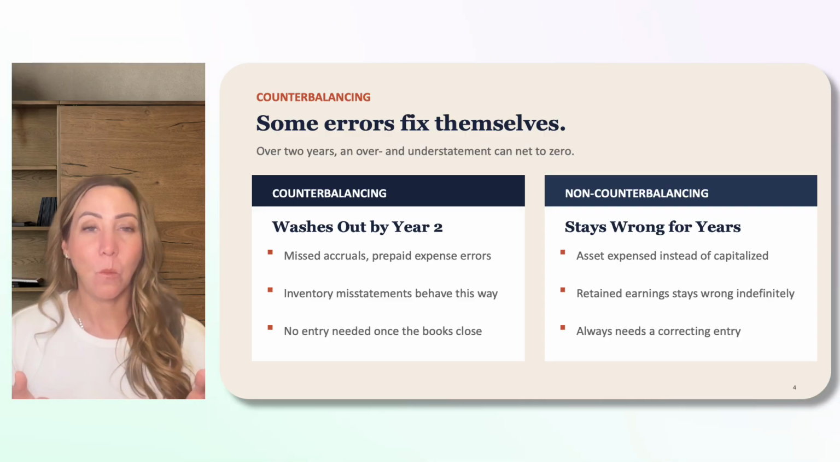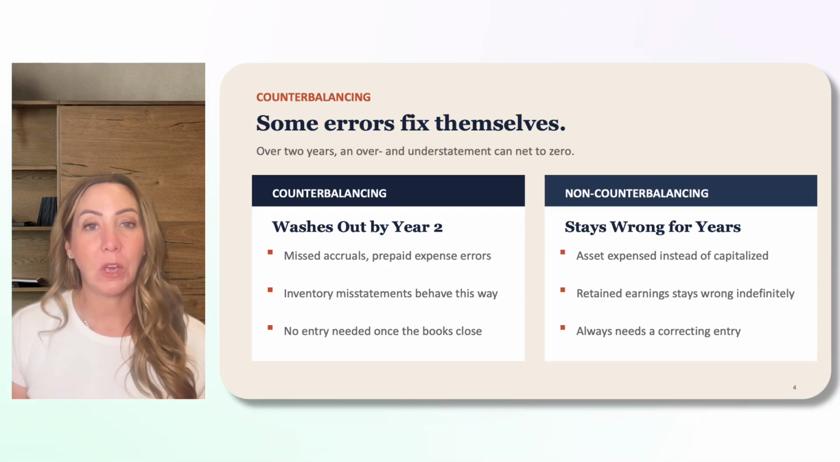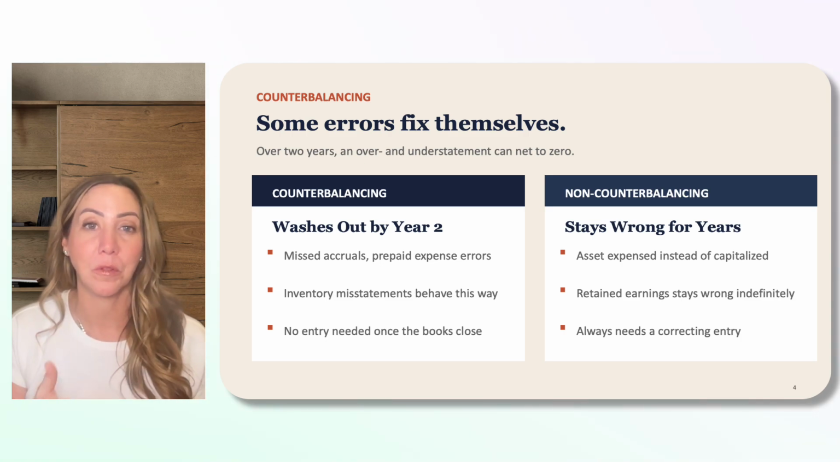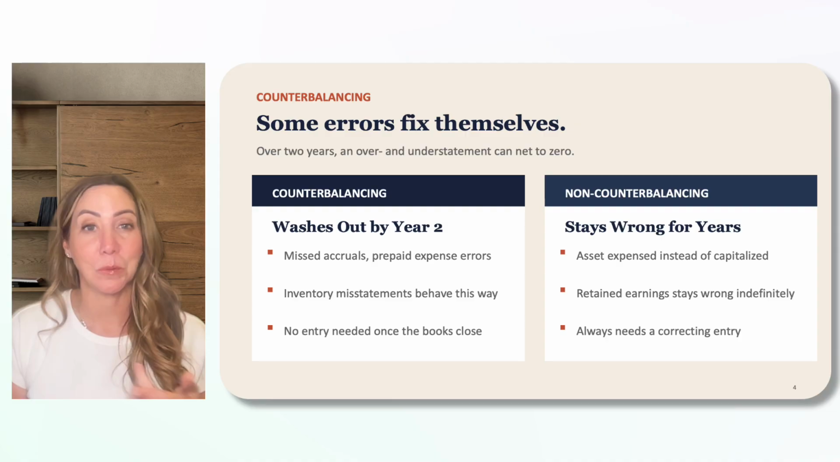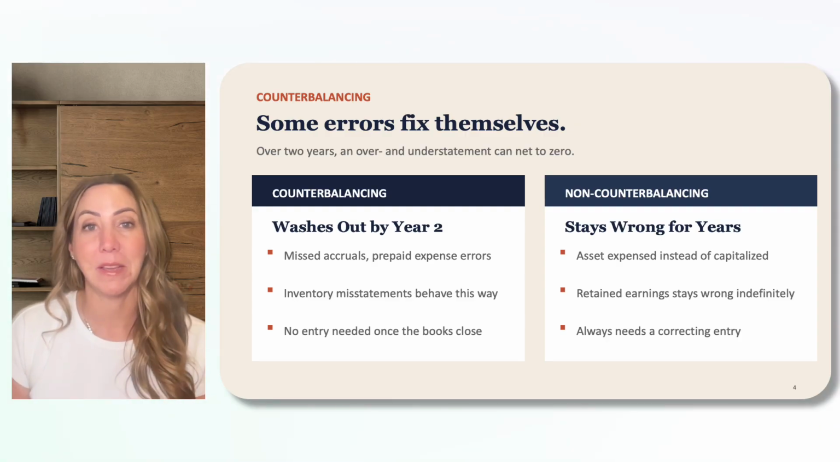But many of them wash out in exactly 2 years. Wrong in one direction this year, wrong in the other direction next year. We call these counterbalancing errors. Missed accruals, prepaid expenses fully expensed the year before the coverage, revenue recorded a year early, and inventory misstatements, which always hits cost of goods sold one way in the first year and the opposite way in the next.